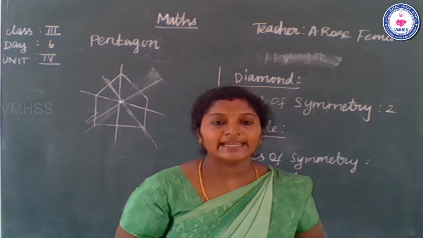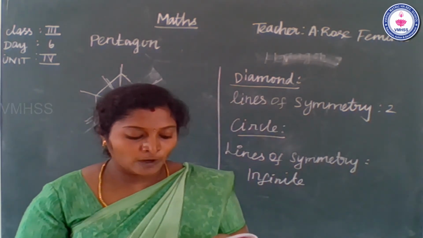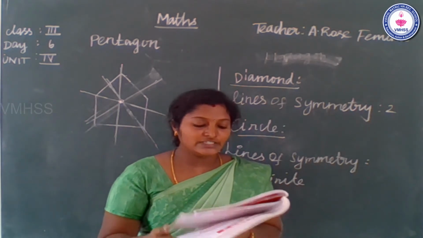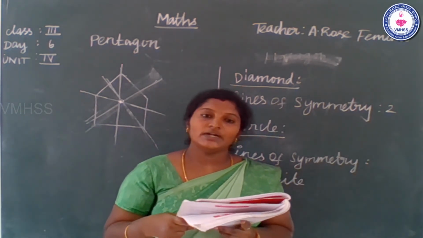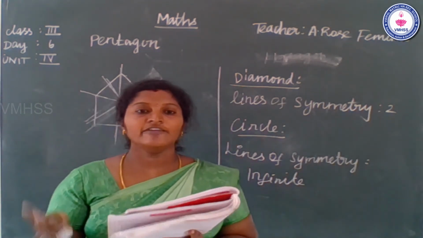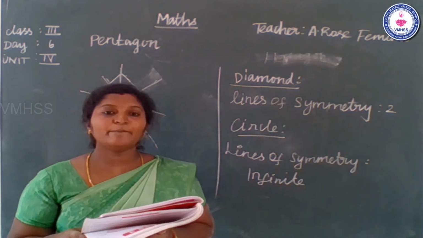Take page number 85. So first one is rectangle. Rectangle has lines of symmetry 2. So second one is square. So what is the second one? Square. Lines of symmetry 4. So next one, pentagon.